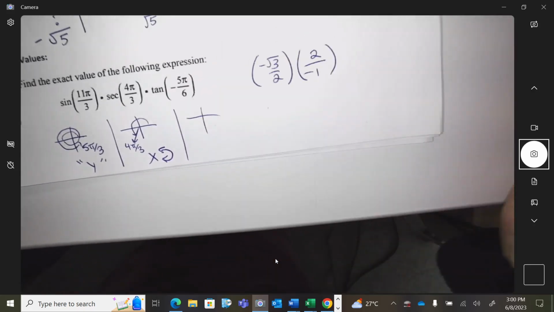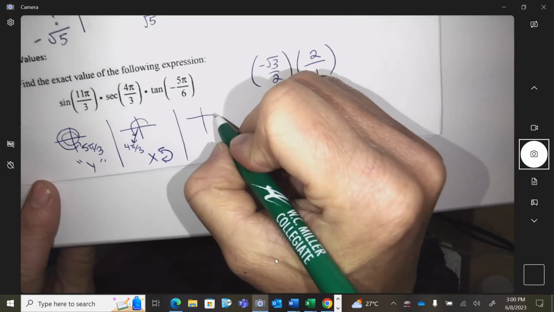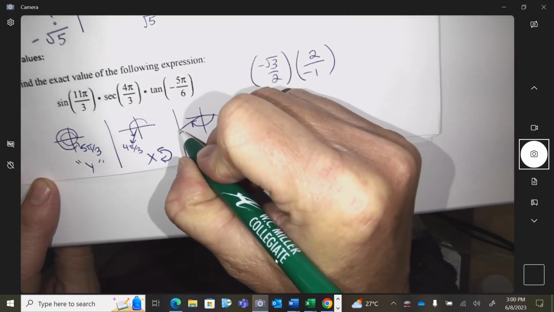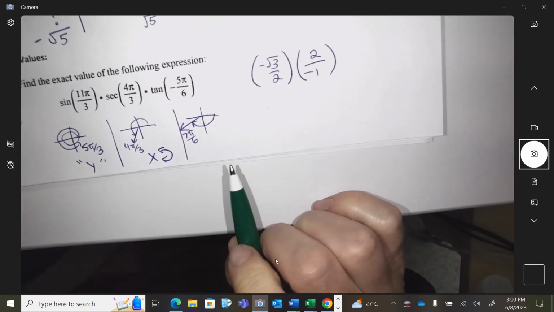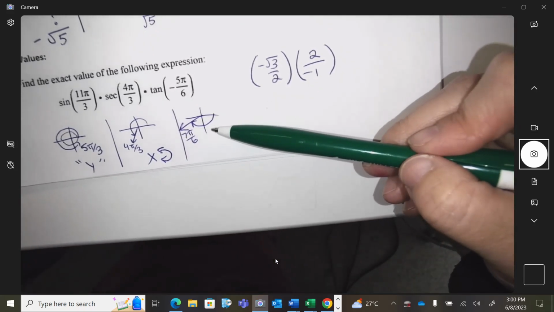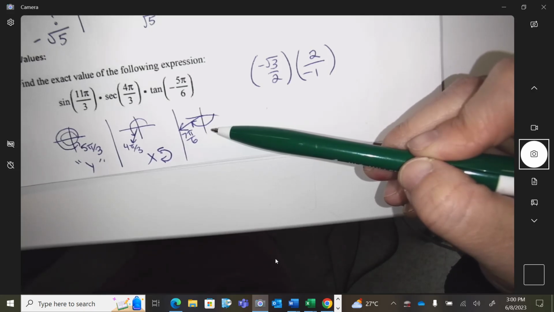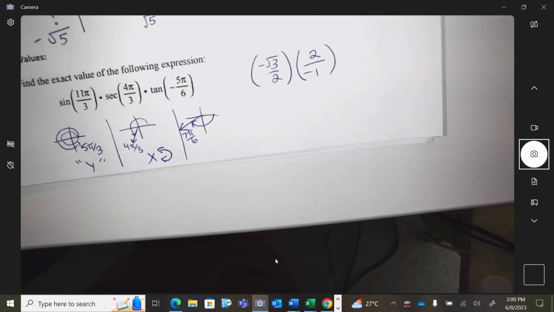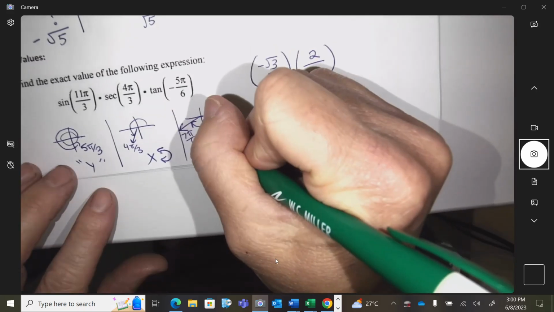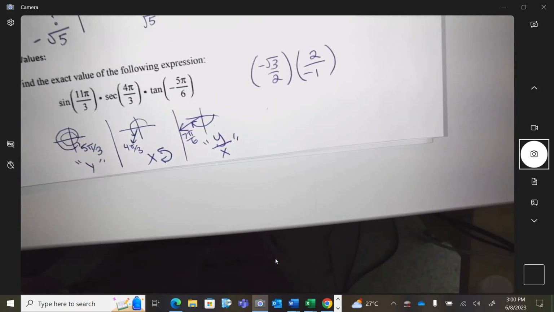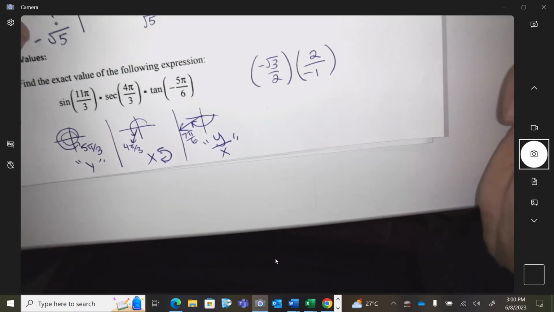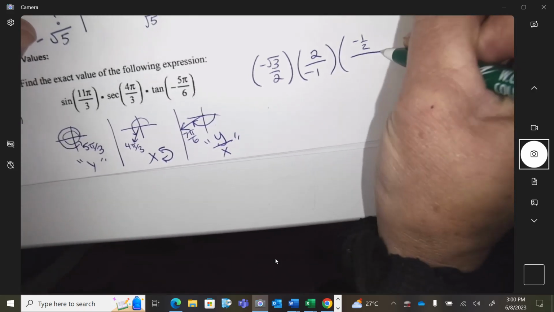Okay, negative 5 pi over 6. So where are you looking? You should be looking at 7 pi over 6, right? Tan, letters. Y divided by x, right? Sorry, you can't cancel anything out there, right? I need the y and I need the x. It's only the r that is irrelevant, right? Because the r is 1. So y divided by x.